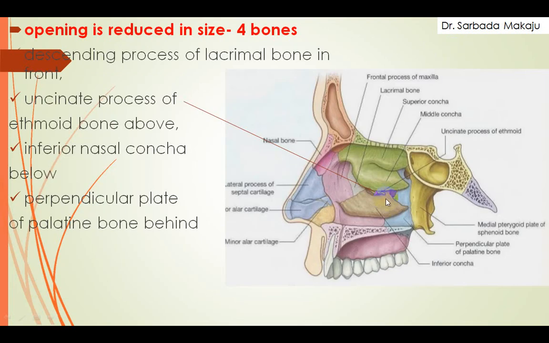Now this opening of the maxillary sinus gets reduced in size with the help of several bones: the descending process of the lacrimal bone in front, the uncinate process of the ethmoid bone above, the inferior concha below, and the perpendicular plate of the palatine bone.